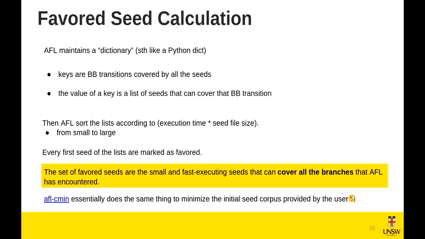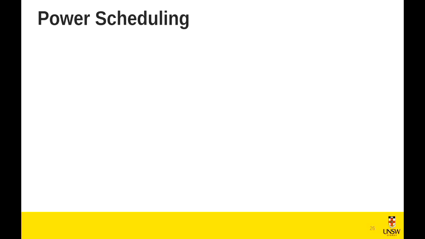And actually, just now we mentioned that there's a utility tool that can help us to do the minimization of the seed corpus, or the set of seeds provided by the user, and it essentially does the same thing of selecting the favored ones. So this is how it works. And that's all about how we select the next seed.